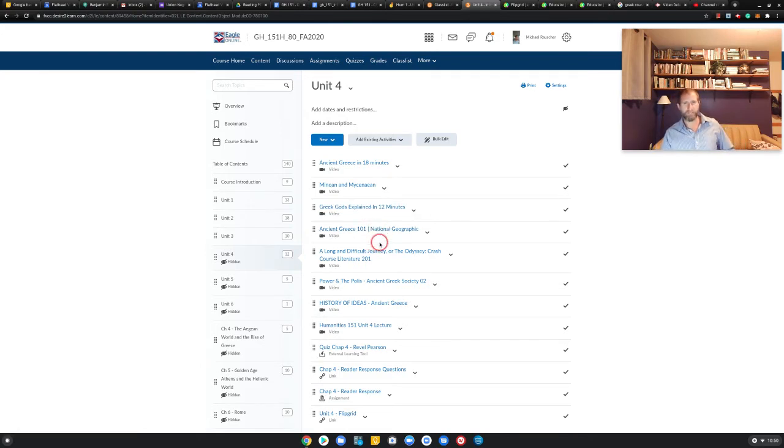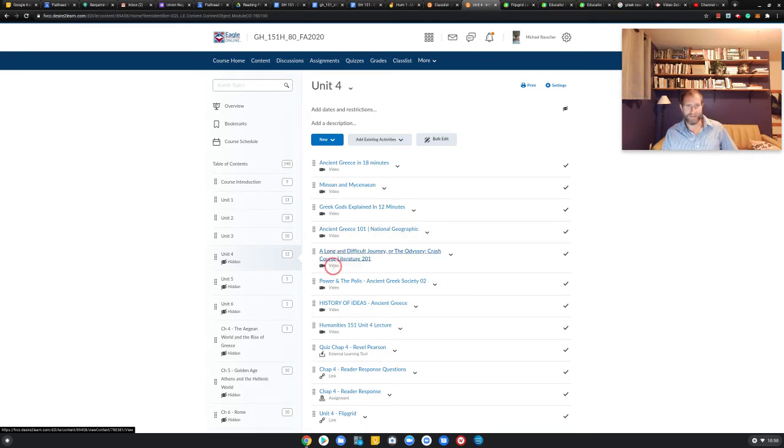Then this is another summary with some different information than this one, but a National Geographic summary of Greek history, a little bit more of what is considered modern Greek history, but that's still 500 BC. So I'll get to that in a moment.